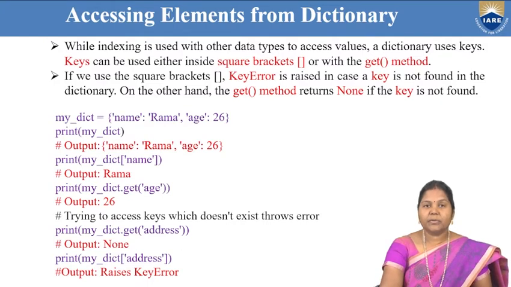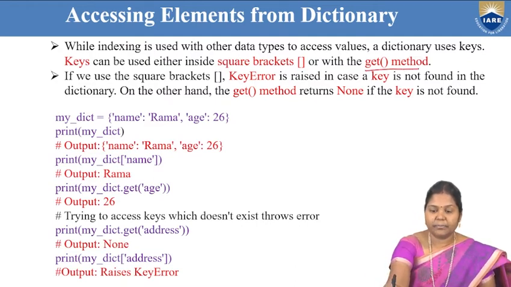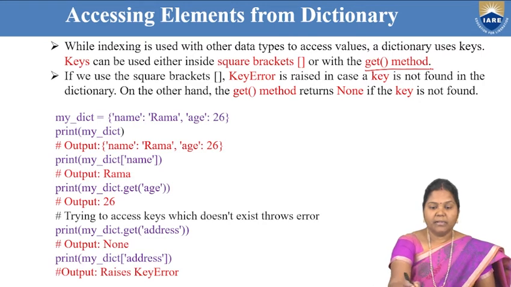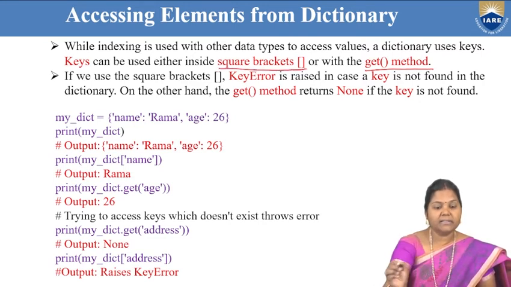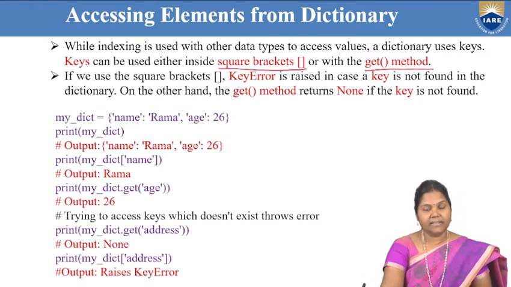Next, we will discuss how to access the elements from a dictionary. To access the elements from the dictionary, we can use square brackets. So indexing can be used. Inside the square brackets, you write the key, and we can access the elements. Otherwise, we can also use the get method.